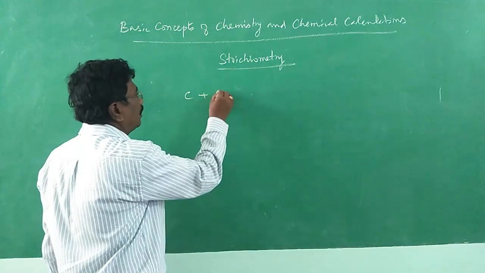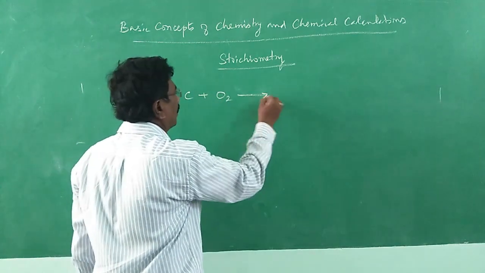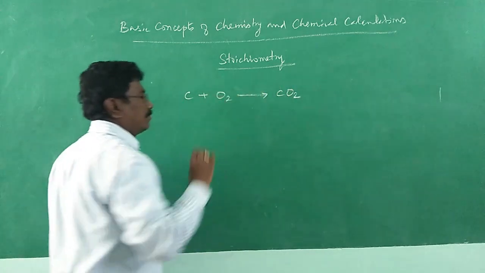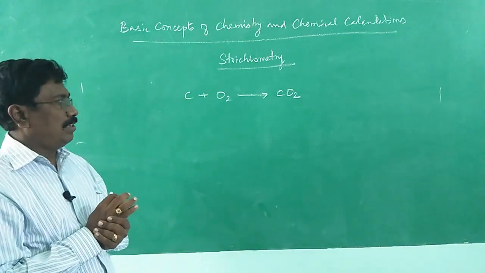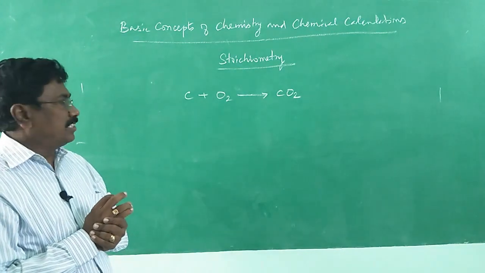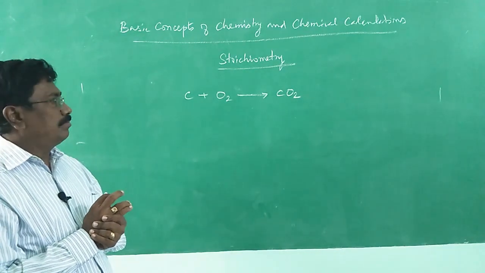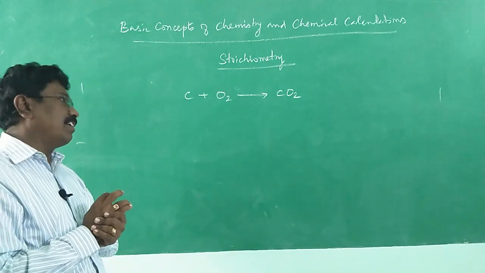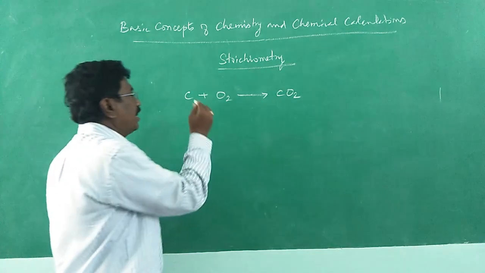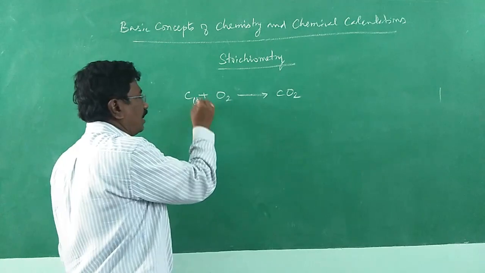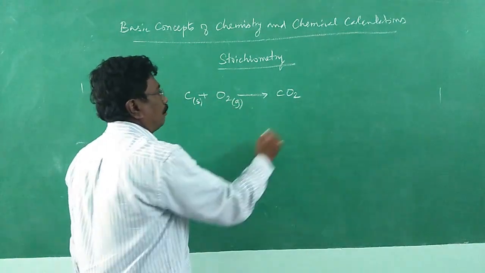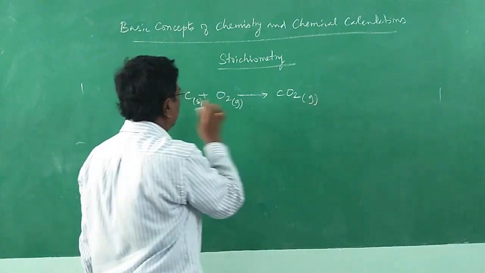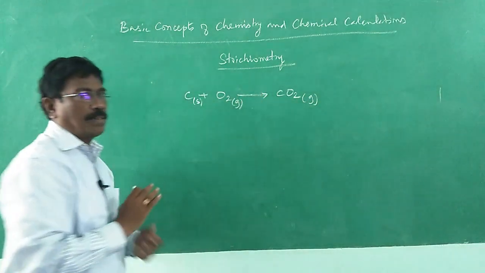Suppose carbon is burnt with oxygen, we get carbon dioxide. This is the balanced chemical equation. What is the numerical relationship between various chemical quantities? The various chemical quantities are carbon in the solid form, maybe graphite, which when burnt with oxygen gas produces carbon dioxide gas. These are the different chemical quantities.